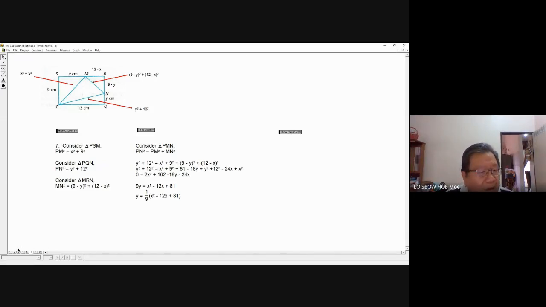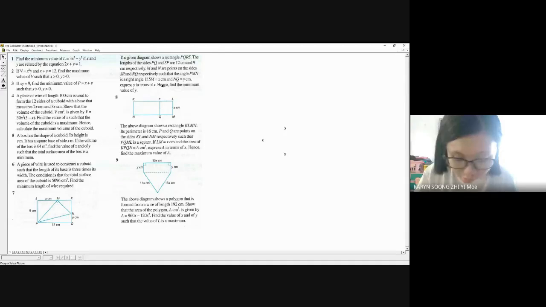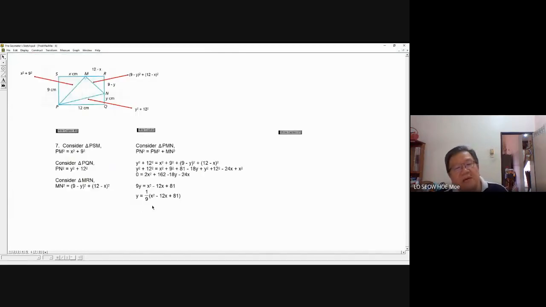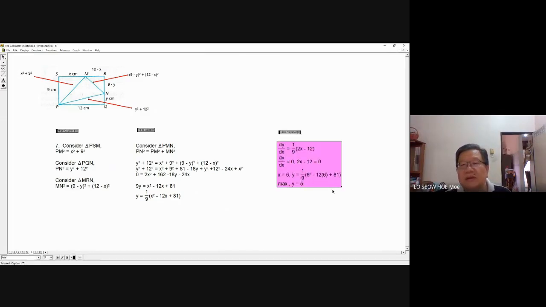Okay, the next part, what they want to find? The minimum value of y. So we have found the relationship between y and x. In order to find the minimum value of y, you have to differentiate y with respect to x. So differentiate y with respect to x, you get something like this. The number in front, you don't have to differentiate. You just differentiate the expression inside the bracket. You have 2x minus 12.